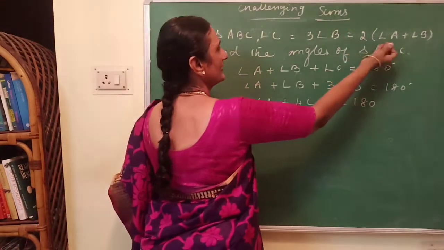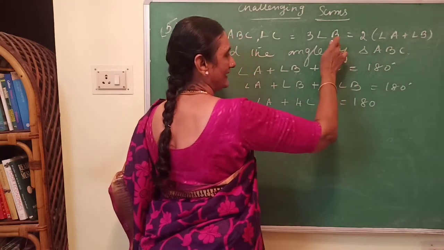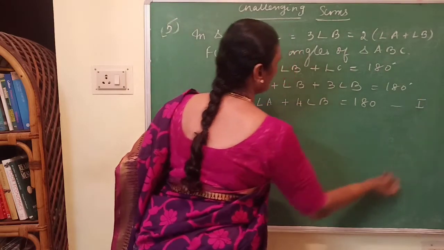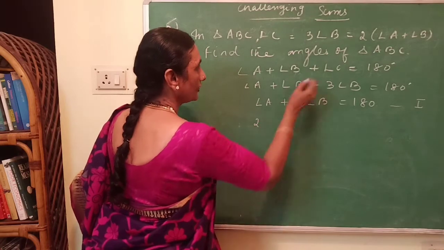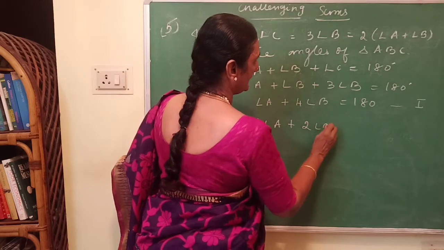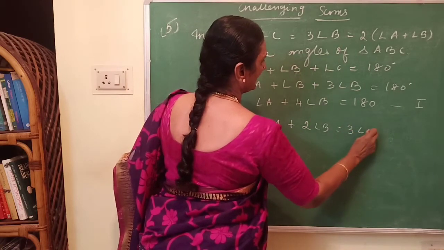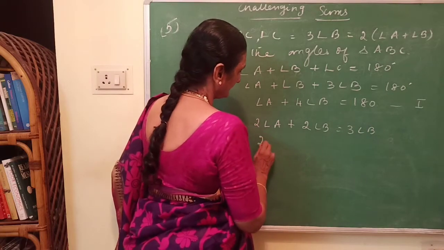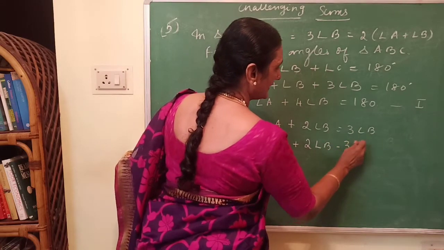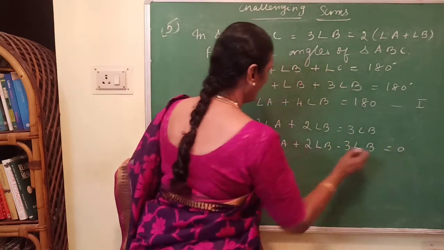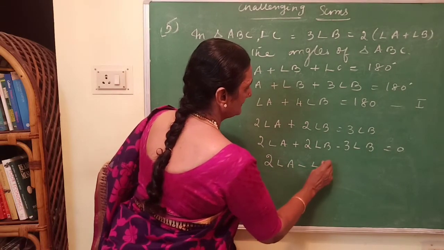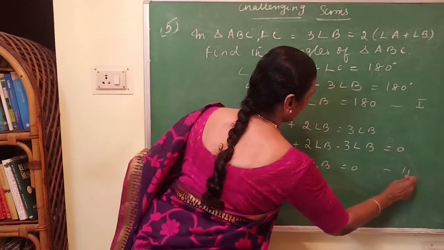Now, how to go for the second equation? This again has A and B, this again A and B. Therefore, I can find an equation in this statement. I will mark it as 1. The second is 2 times angle A plus 2 times angle B is equal to 3 times angle B. I am going to bring that 3 times angle B to the LHS. 2 times angle B minus 3 times angle B equal to 0. Therefore, 2 times angle A minus angle B is equal to 0. This is your second equation.